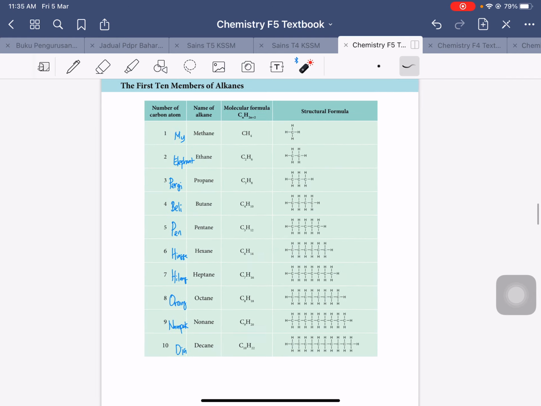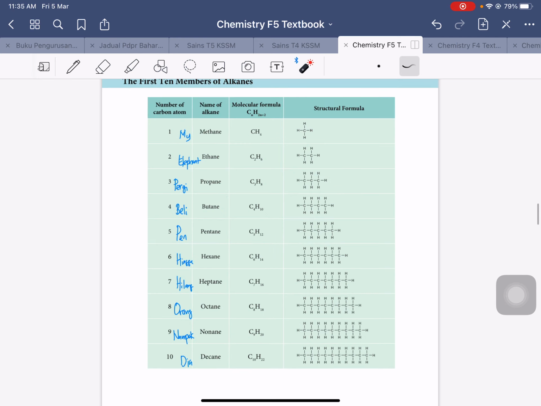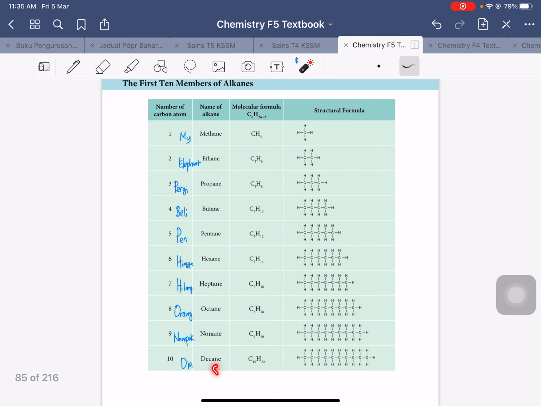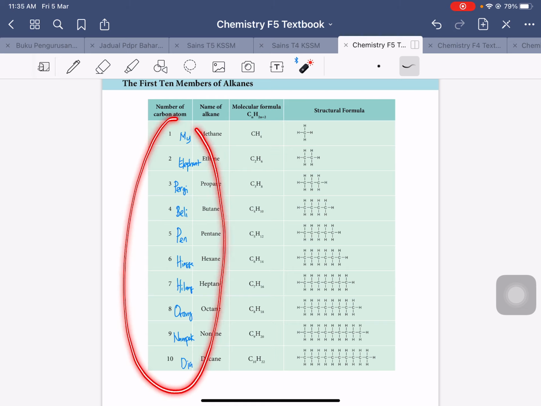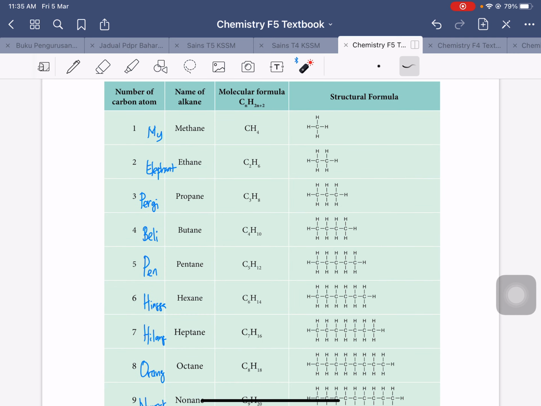Okay, so what I'm trying to do is I'm trying to help you to remember the first 10 members. Actually dia ada banyak lagi ya, 11 until banyak, sangat banyak, but your syllabus will focus on 10 members only, so you should be grateful. You can go to the internet and you can find more members of alkane, and kamu akan nampak tuh pelik-pelik tuh dia punya nama. Okay, so for now this mnemonic can be used to hafal all. Untuk alkohol pun boleh. Methanol, ethanol, propanol, butanol, pentanol, hexanol, like that.